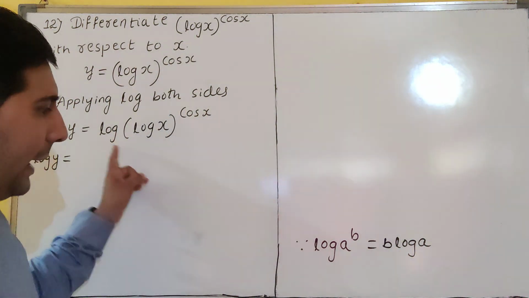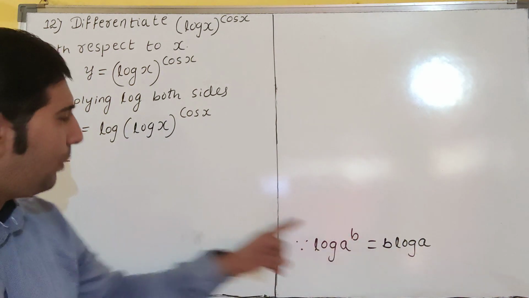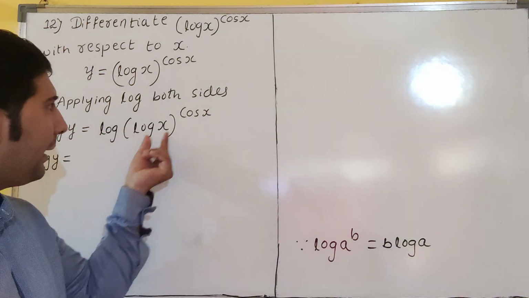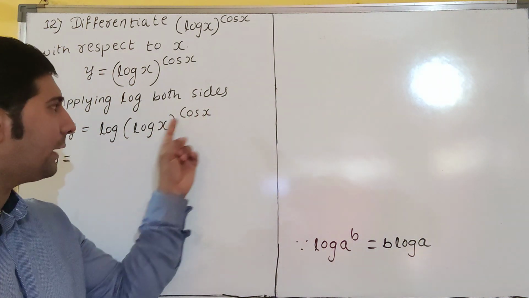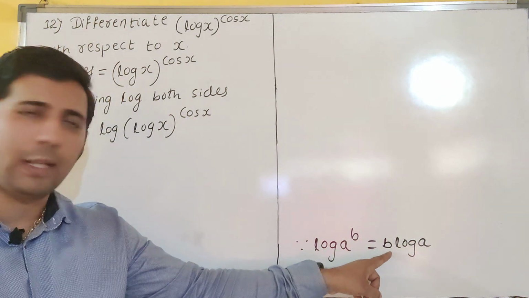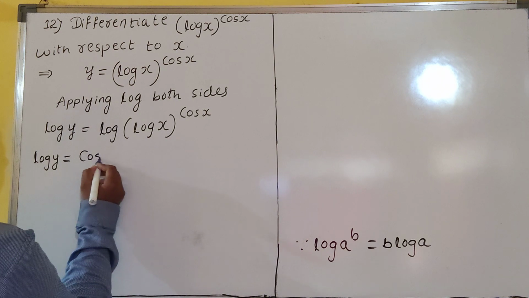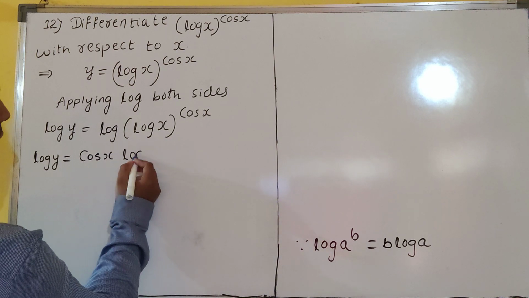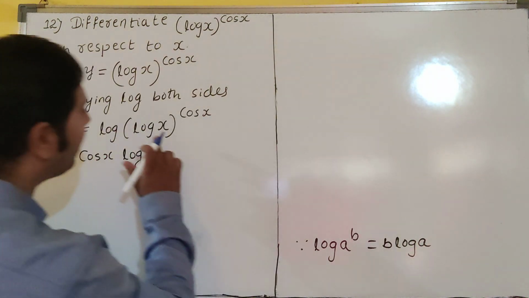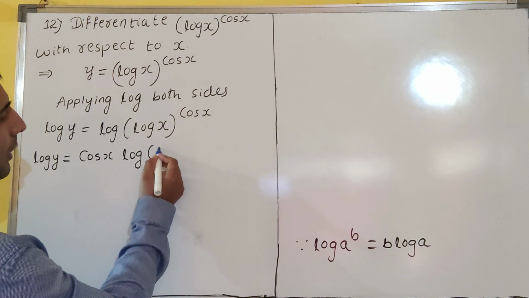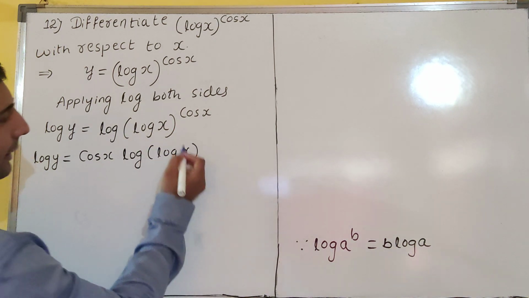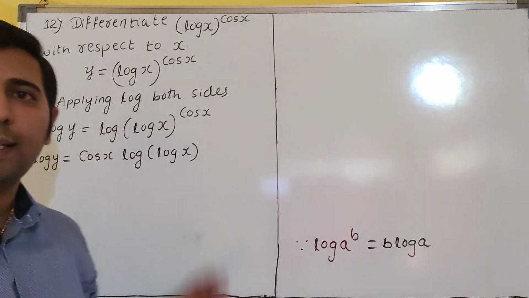Now see, compare this, log a raised to b. a means log x, b means cos x. So cos x will come from b. Cos x, I can write cos x here. Log a means what? Log x or not? So log of log x. Clear? Everyone, it is clear?